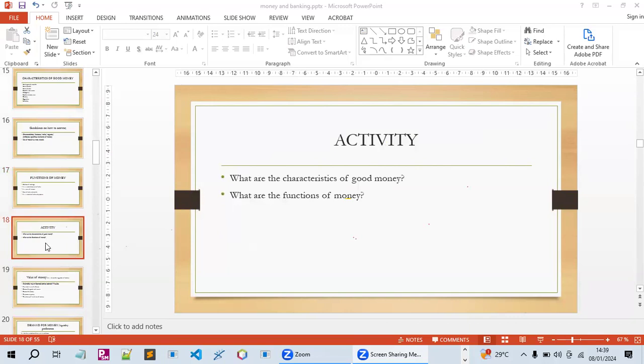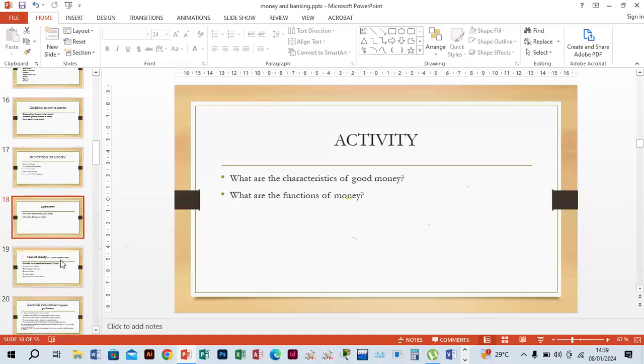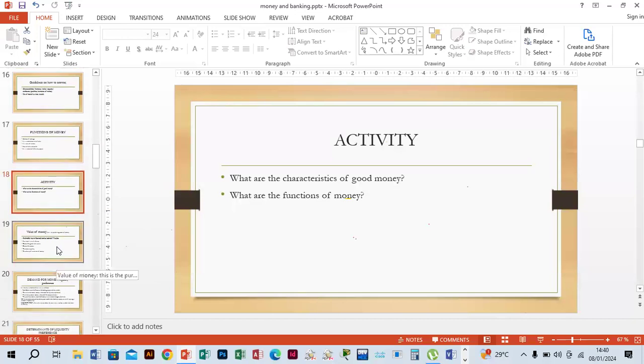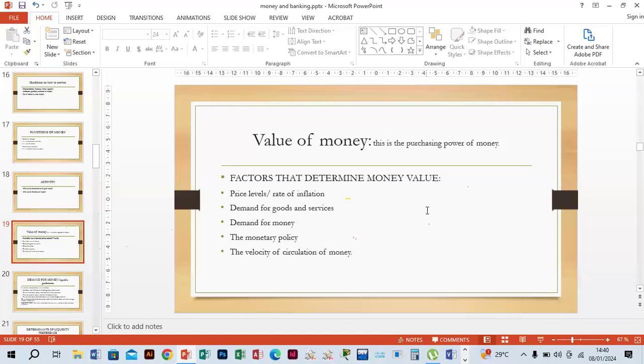Okay. So on that note, you should be able to answer questions like what are the characteristics of good money or what are the functions of money. And then we can go ahead to look at the value of money. Before I proceed to the value of money, is there anything you haven't yet understood from the slide before?